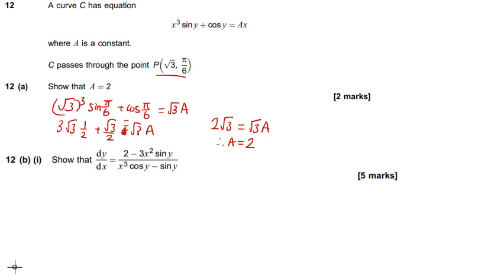Okay, show that dy by dx is given by this. Well, we're just going to differentiate implicitly. So the first term is a product. So we're going to have x cubed multiplied by the derivative of sine, which is cosine. But then because we're differentiating with respect to x and not y, we need to multiply by dy by dx, the chain rule. So this is my u dv. Now I need to do it the other way around, so I need to differentiate the x cubed to get 3x squared and then leave the sine y alone.